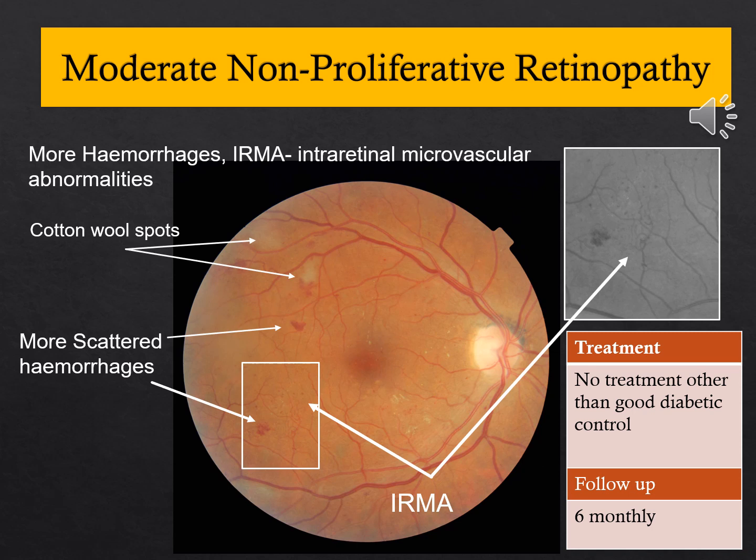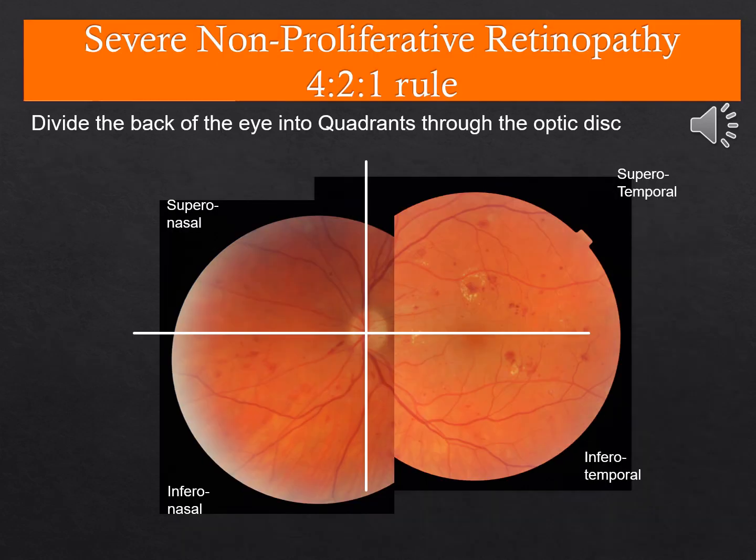Again, at this level of retinopathy, no treatment is advised other than good diabetic control. We would also advise a follow-up interval of about 6 months for further review of the retina.